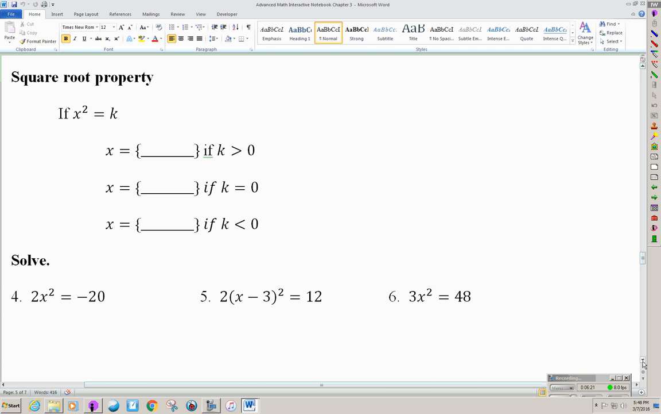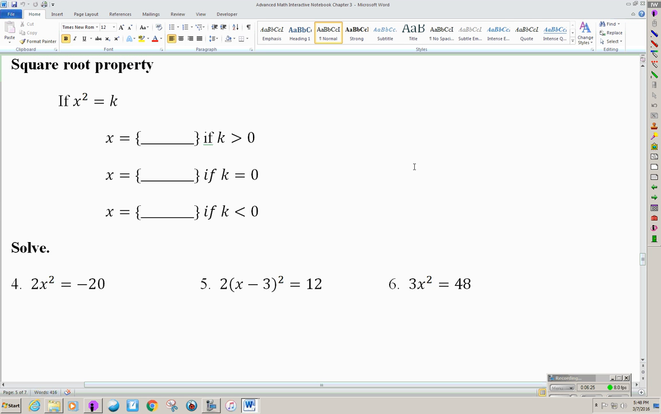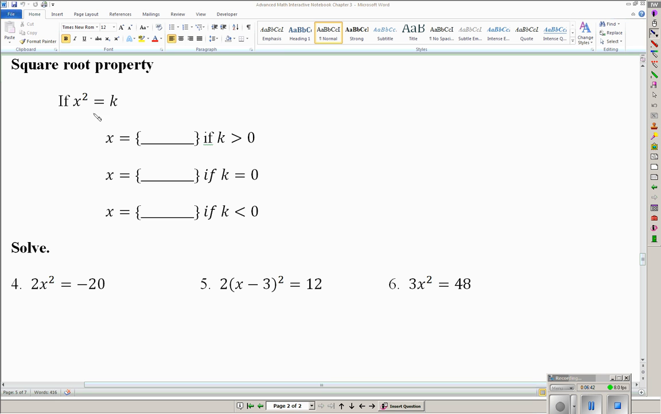Now sometimes you're going to be able to use the square root property. That's if you have something squared with not really much else over there. Maybe you have an x squared but no x's. If you have that, you could try the square root property.